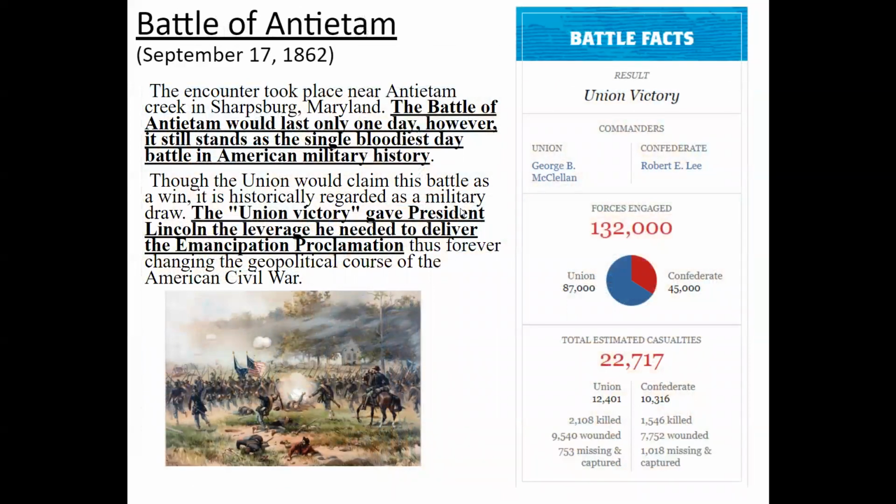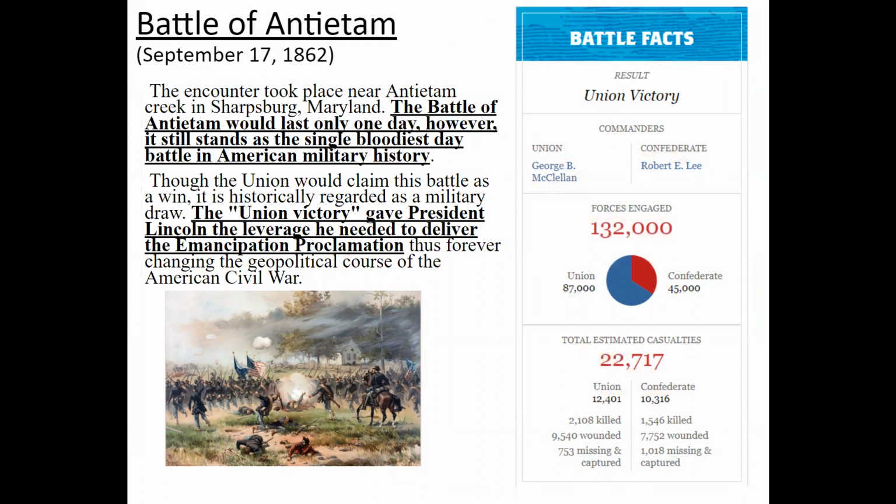So the next battle that happens during this time is the Battle of Antietam. And this is when we start to see things really get a lot more intense. Antietam takes place in Maryland, which is very close to the District of Columbia. And this battle only lasts one day, and it is known as the single bloodiest battle in American military history.